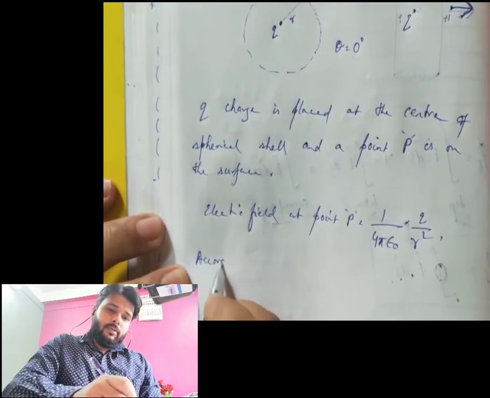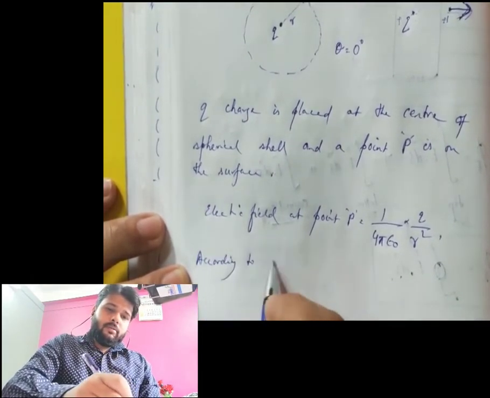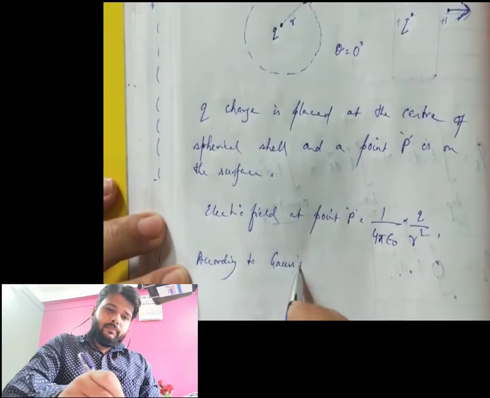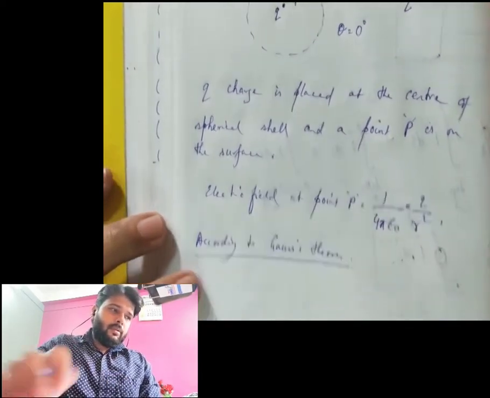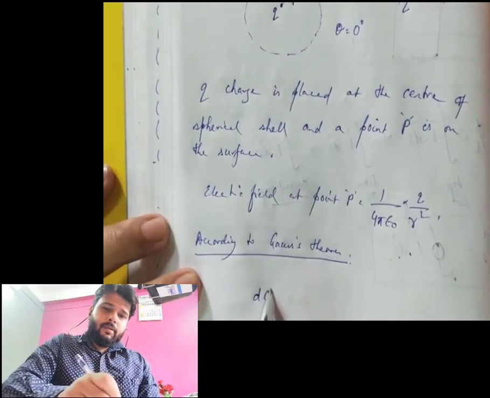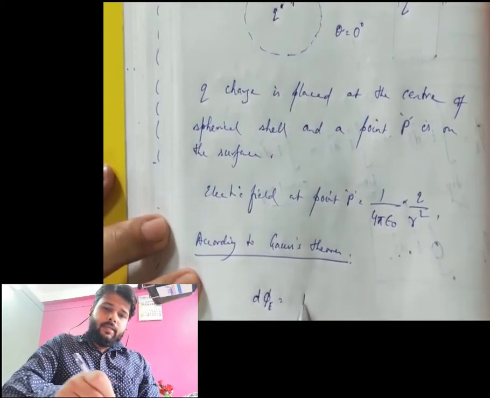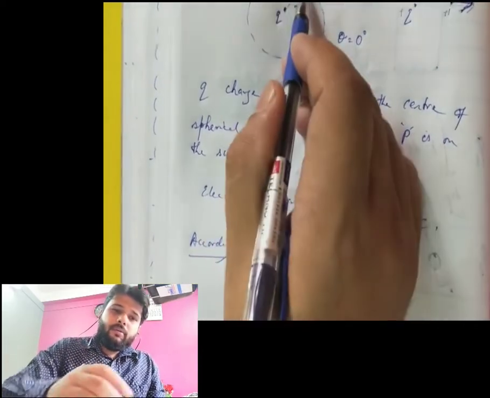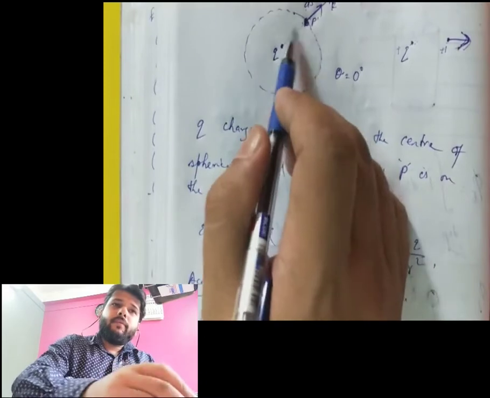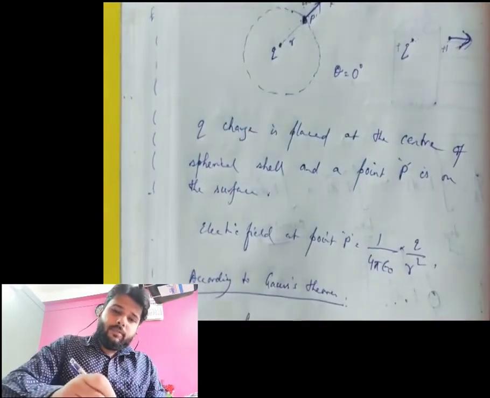So according to Gauss's theorem, d phi e will be equal to E dot ds. Now, to find the electric flux linked with the whole surface, we integrate.